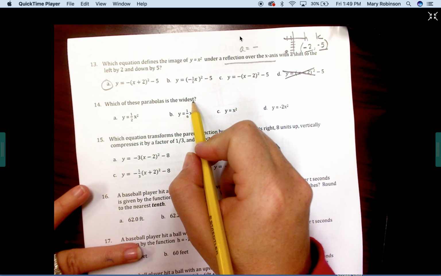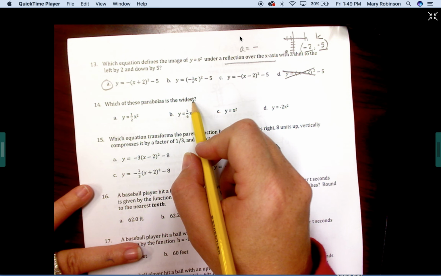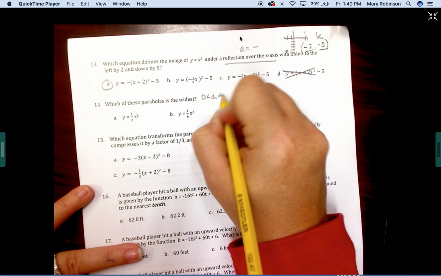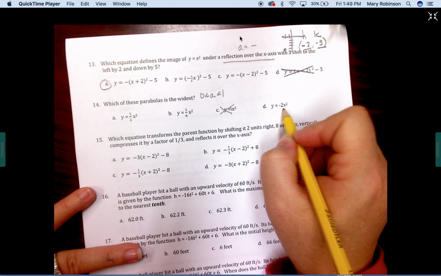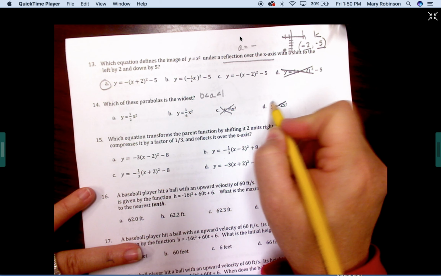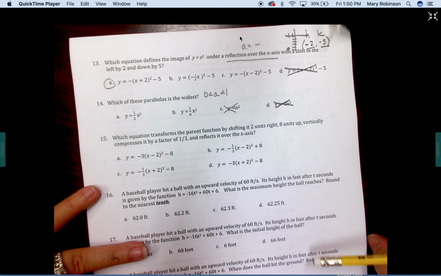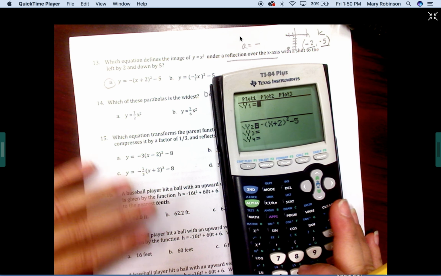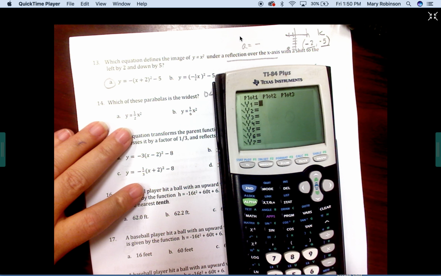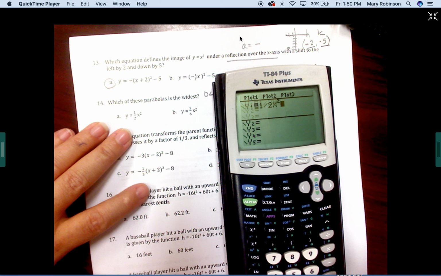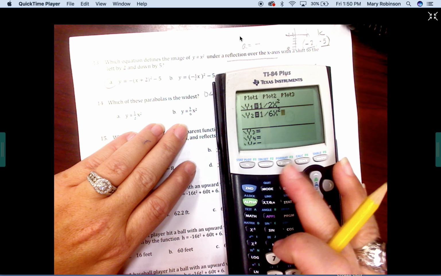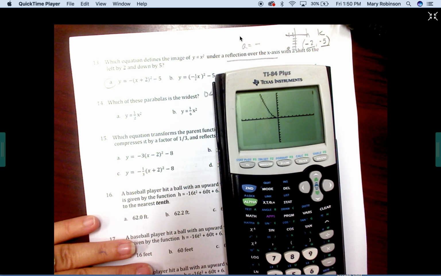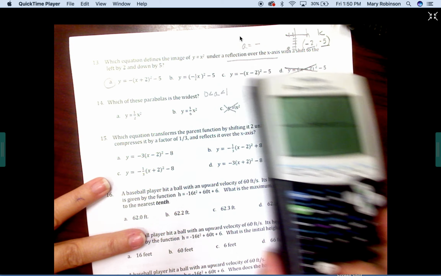Which one is the widest? Remember, widest or fattest happens when we have an a value that is a fraction between 0 and 1. So here that's 1, so that can't be correct. That's a negative 2, which is not between 0 and 1. Not correct. So we've got to determine which of these is widest. Go to your calculator, type in 1/2 x squared, and then 1/6 x squared. Graph it and see which one is wider. Here's 1/2 x squared. Oh, 1/6 is definitely wider.